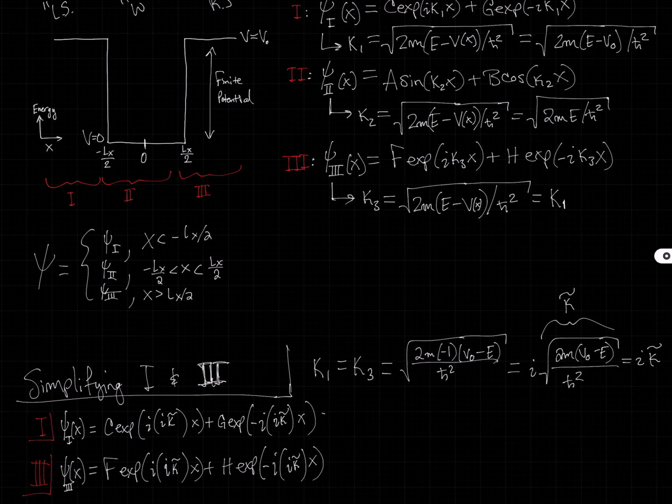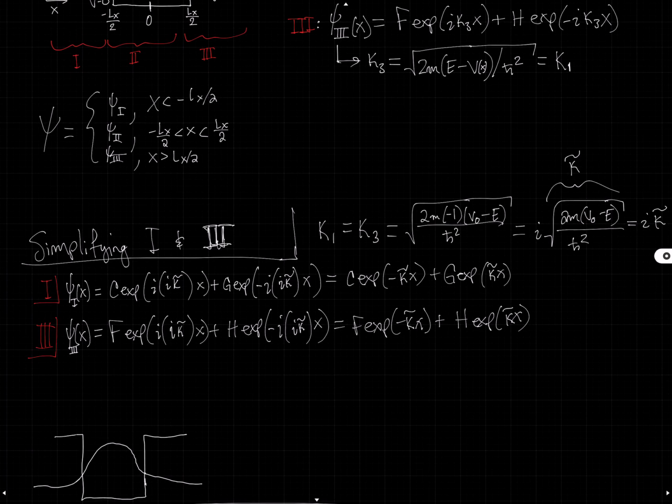Right? And this can be rewritten or expanded as C exponential. I'm just multiplying my i's out this time, minus kappa x plus G exponential plus kappa x. And this is F exponential minus kappa x plus H exponential plus kappa x. All right. Now, intuitively, what do we see here?